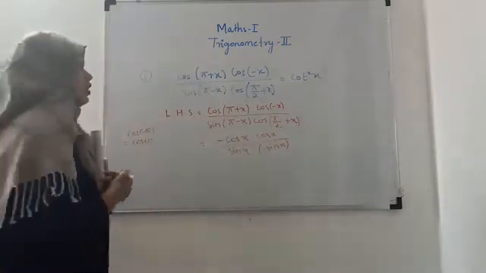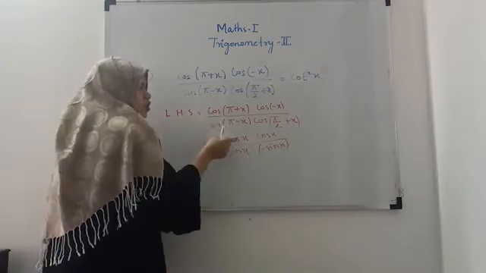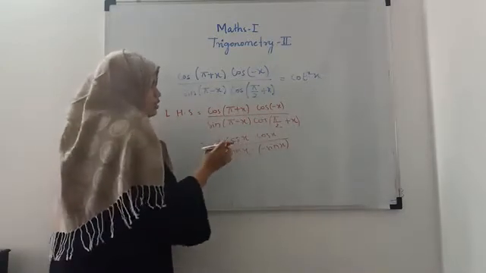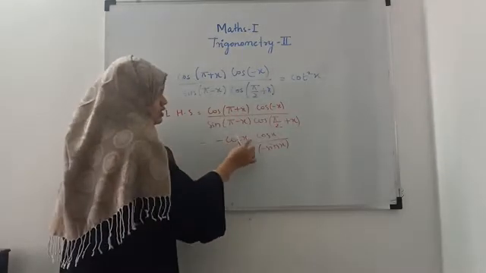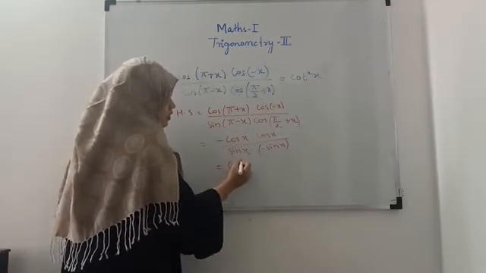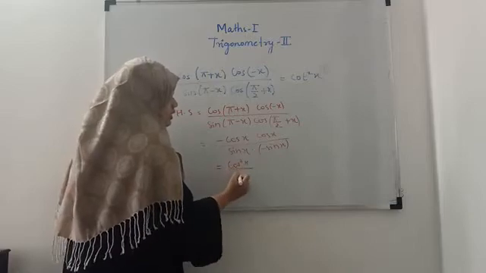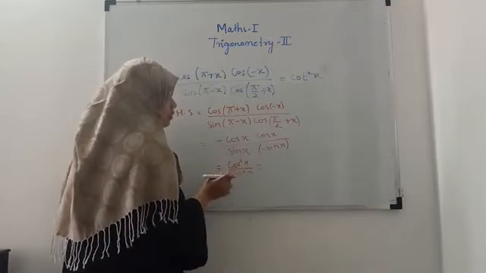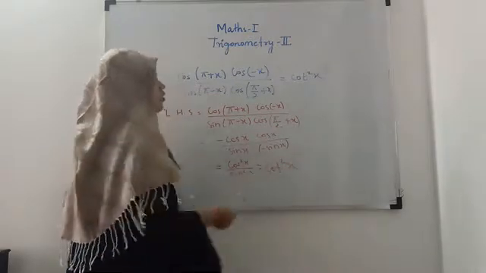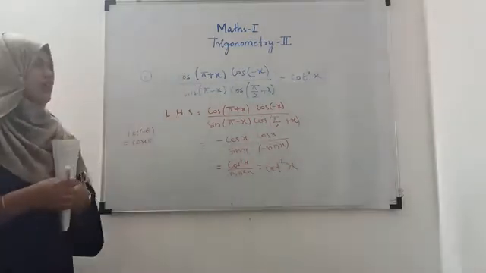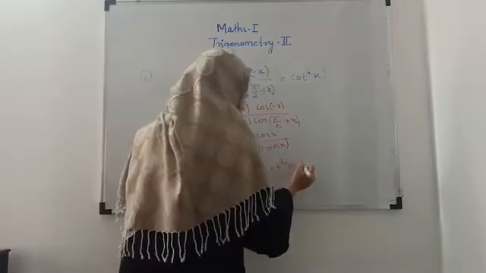Here we have used all the allied angle formulas. Now this minus and this minus will become plus. Now this cos and this cos give cos square x upon sin square x. Now cos upon sin is what? Cot, and square is there, therefore cot square x. Hence proved. This is your RHS.